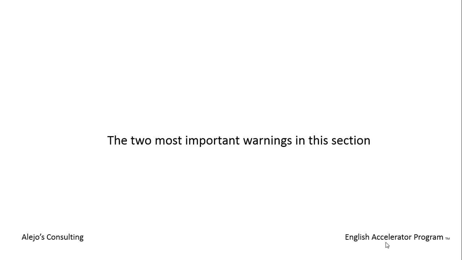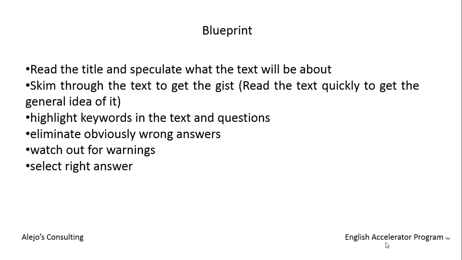All right? Now, let me finish this video with my blueprint. That is to say, the set of steps I recommend you follow in order to ace these kinds of questions. Number one, read the title and speculate what the text will be about. This is so important, okay? I'm going to repeat this several times. Activating your previous knowledge on every text before you read it is crucial, okay? Number two, skimming. That is to say, read the text quickly just to get the main idea of it.